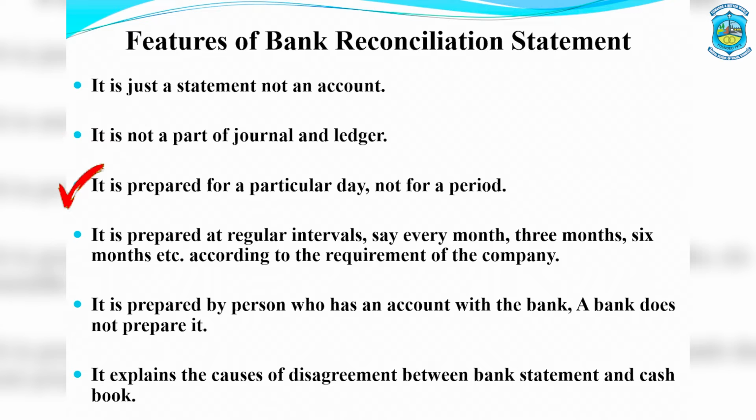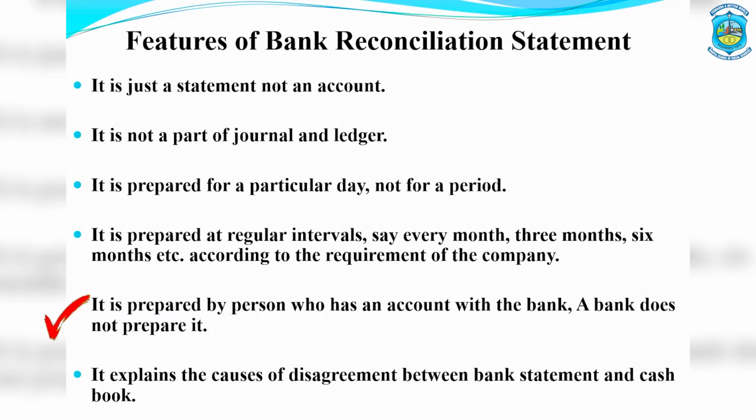Then third, it is prepared for a particular day, not for a period. Unlike accounting, accounts are prepared for the year, that is for a particular period, 6 months, 1 year. But this bank reconciliation statement is never prepared for a particular year. Actually, it is always prepared for a particular day. It is prepared at regular intervals, say every month, 3 months, 6 months, that ultimately depends upon circumstances.